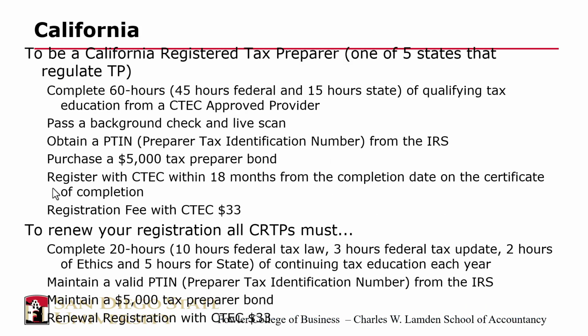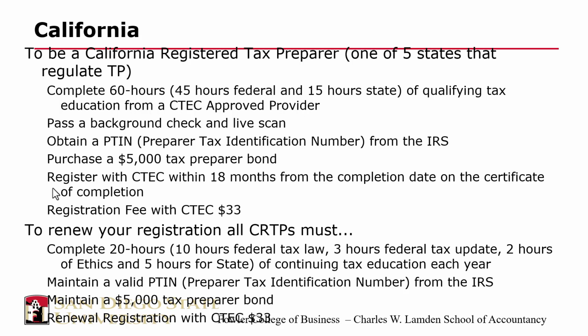So California, as I mentioned as well, is one of the few states that regulates tax preparation. This is done through the California Registered Tax Preparer Program, commonly referred to as CTEC. So 60 hours, 45 hours of federal, 15 hours of state of education. You have to get retrained every year. You have to pass a background check. You have to obtain a PTIN because everyone does. And you're required to purchase a $5,000 tax preparer bond.